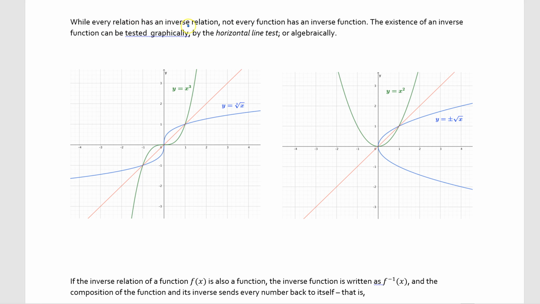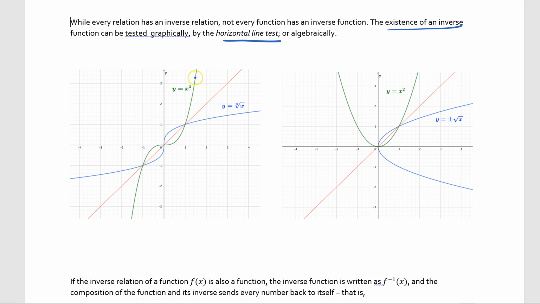So while every relation has an inverse relation, not every function has an inverse function. And you might not be surprised to realize that we can test for the existence of an inverse function by a horizontal line test. And we can also test algebraically, but the horizontal line test is the quickest.